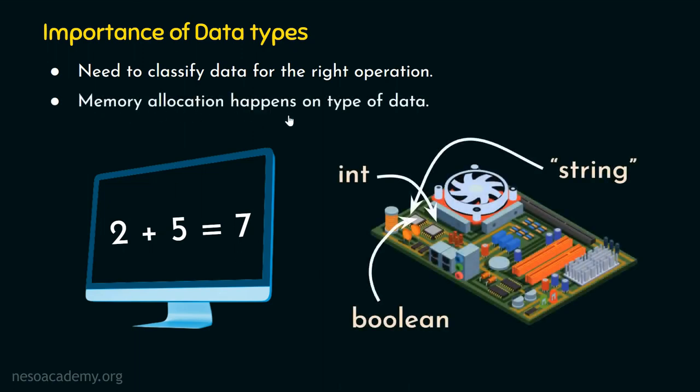Let's see the next point on how data types are important. Memory allocation happens on the type of data. Different data types have different storage requirements. For example, a number may need less memory than a string to be stored in the memory. By defining the data type or by categorizing the data, we guide the computer about the memory management decisions that it needs to make in order to execute our program. So here we saw why data types are important.